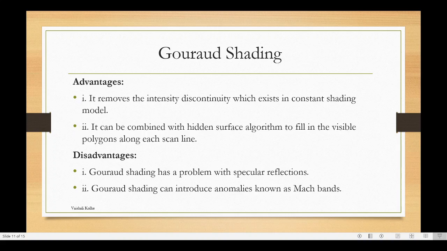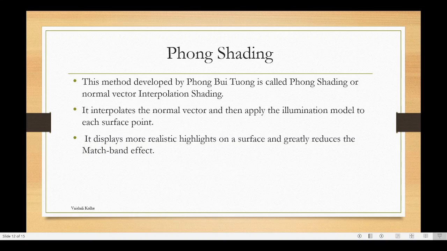There is one more algorithm which overcomes the disadvantage of Mach bands, which is called Phong shading. So this is the third algorithm, Phong shading. This method was developed by Phong, that's why the name is given to this algorithm. It interpolates the normal vector and then applies the illumination model to each surface point. So it gives more realistic highlights on the surface and greatly reduces the Mach band effects.